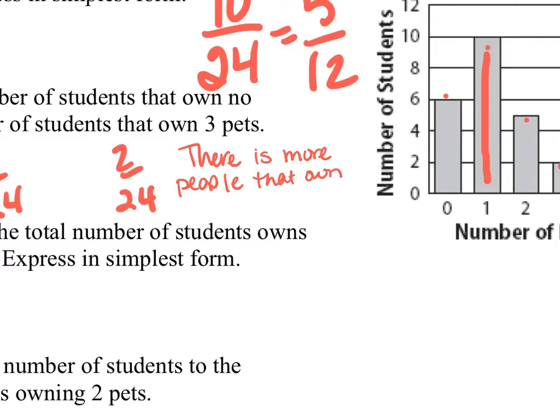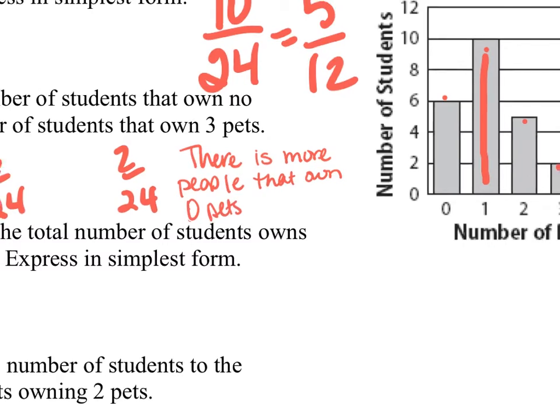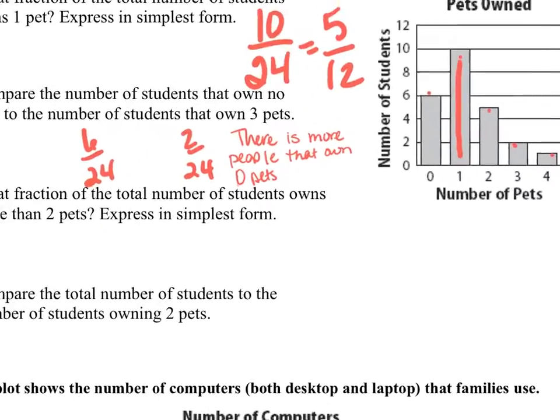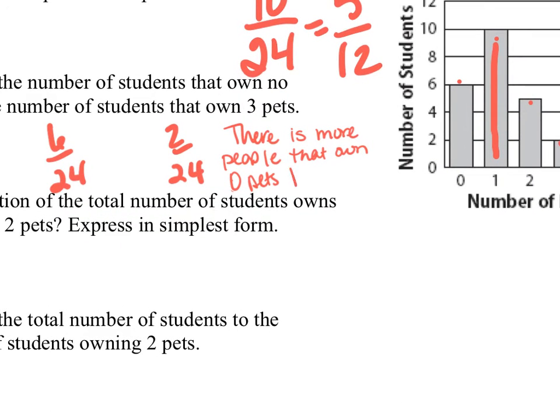Where are we writing that? There is more people that own 0 pets. I'm sorry. So you just write anywhere near that part. Well, I zoomed in and I can't see where we're writing it. On number 4. Dang it, I wasn't on number 4.